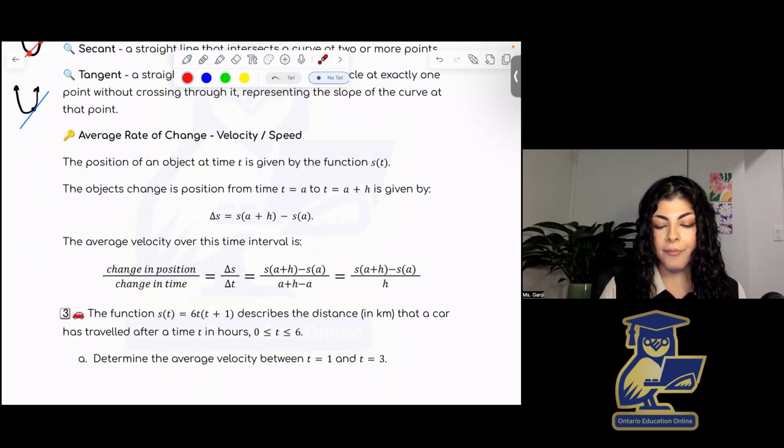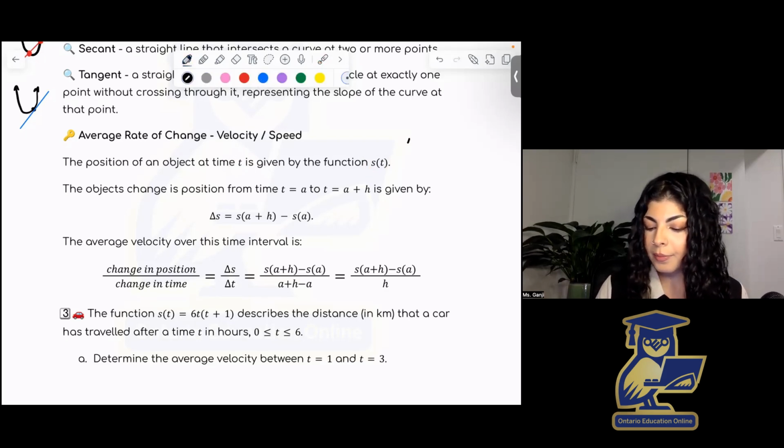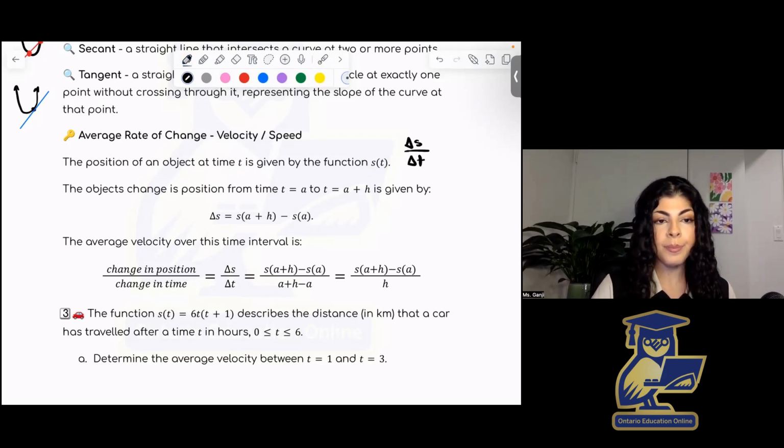So if we have our position given by the function s of t, at a time t, then the change of the position with respect to time can be given by change of s over change of time.